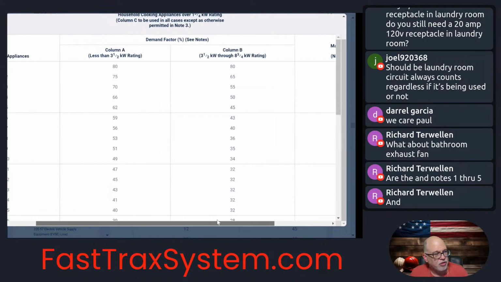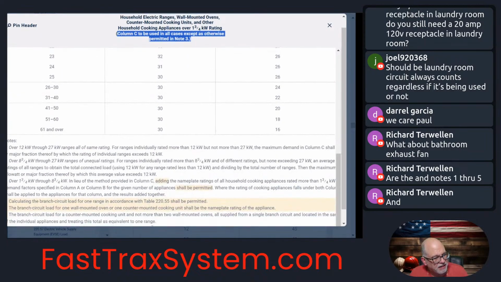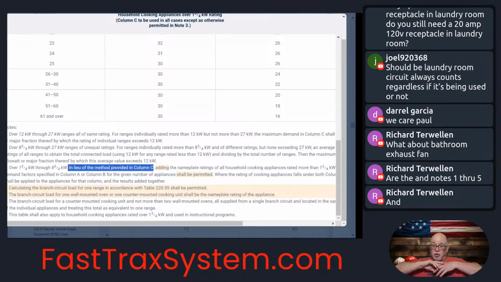Okay? All right, so now for us, since we're going to be able to use column B, because ours is both a 7 and a 6, so it falls nice and nifty between these two values, we're going to use this rule and says that we can use note 3. And the reason for that is if you come down here and look, for note 3, it says if it's over 1 3/4 through 8 3/4 kW, it says in lieu of the method provided in column C. So that confuses people, but that's what in lieu of means.